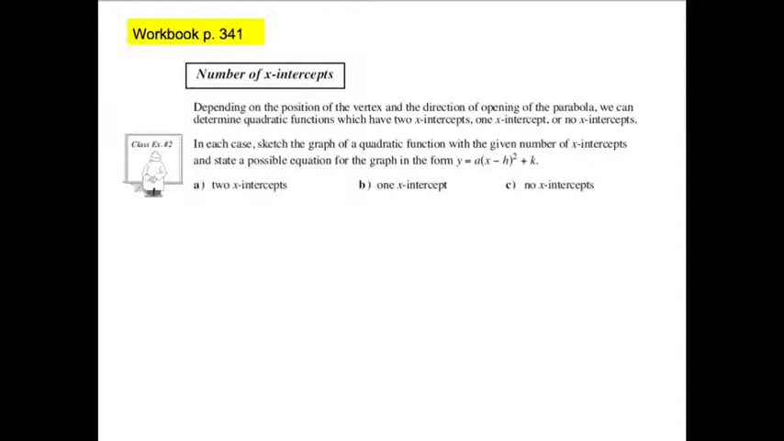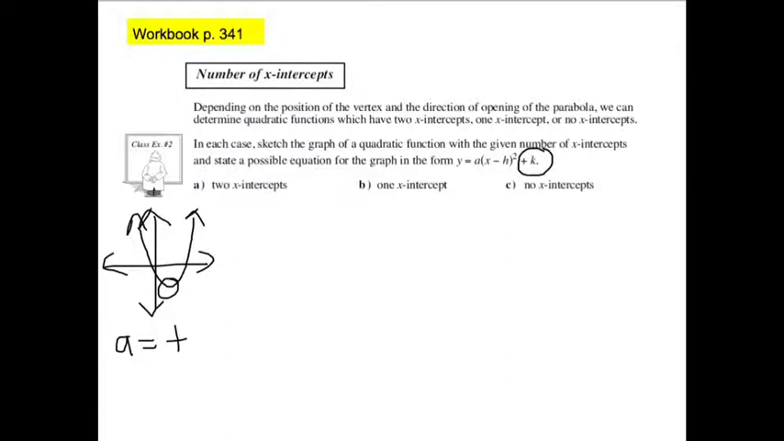So for two x-intercepts, there's two possible ways of doing that. It depends on whether the parabola is facing up or down. Now, if it's facing up, it's got to cross the x-axis. So for example, something like this. You'll notice the vertex is all the way down here. In this case, we could say that A is going to be positive because it's facing up. But the K part is going to be the most important part because that corresponds to your Y. And so K has to be negative if it is going to be below the x-axis.